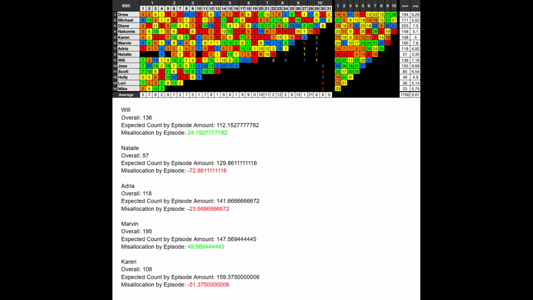Okay, so Will has an overall diary room count of 136, and his expected count by episode amount is 112, causing him to have a misallocation of over 24 pertaining to the amount of confessionals that he got that were over the amount. Natalie has an overall diary room count of 57, and her expected count by the amount of episodes she lasted in is 129, causing her misallocation to be negative 72, which is obviously huge.